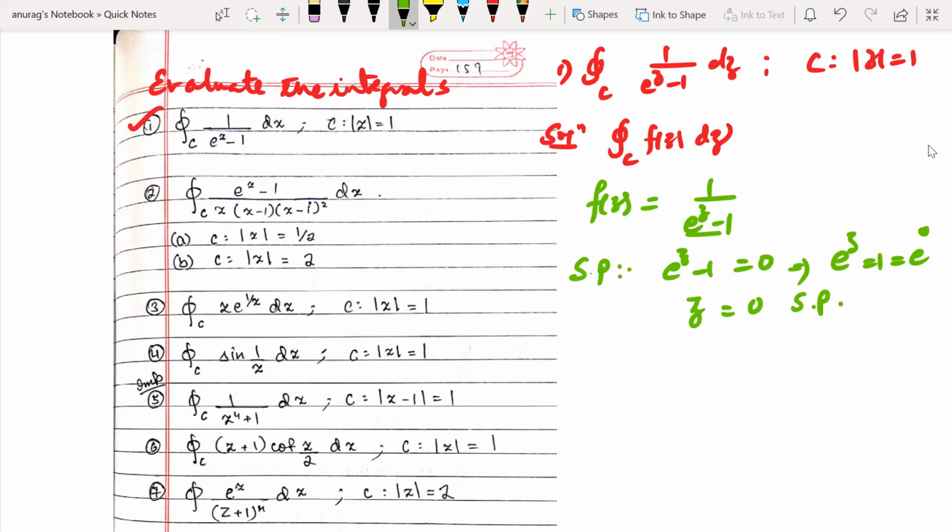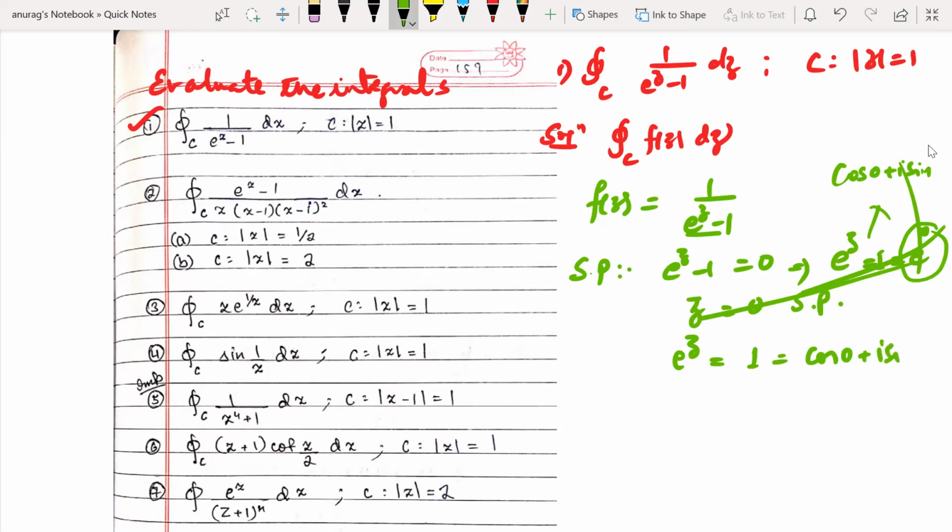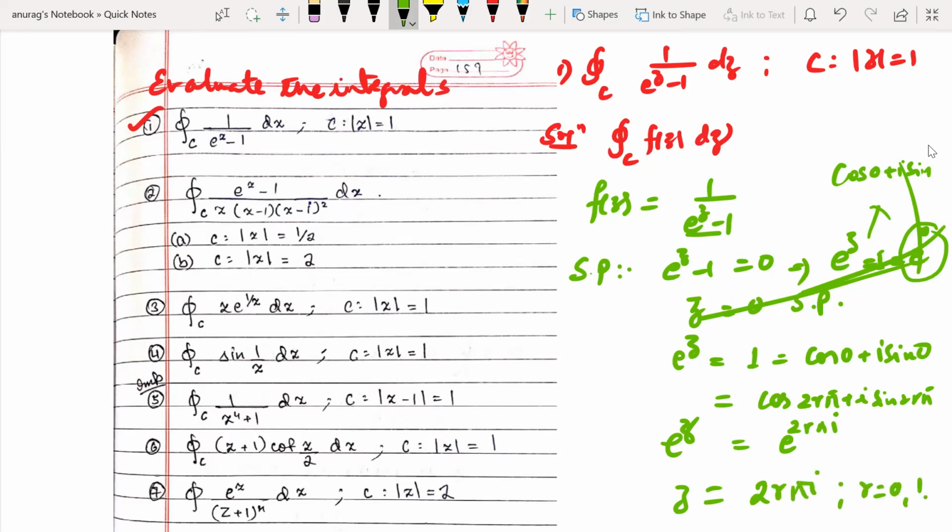Or you can think there are many singular points actually. If you write in the general form, one can be written as cos 0 plus i sin 0. Actually, I have to write it like this, then you will get a better idea. It is equal to cos 0 plus i sin 0. Now write its general value: cos 2r pi plus i sin 2r pi. So it can be written as e to the power 2r pi i. Now if you compare, z equal to 2r pi i, and r is starting from 0, 1, 2, 3 and so on.